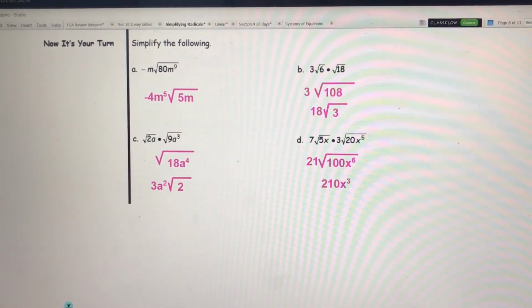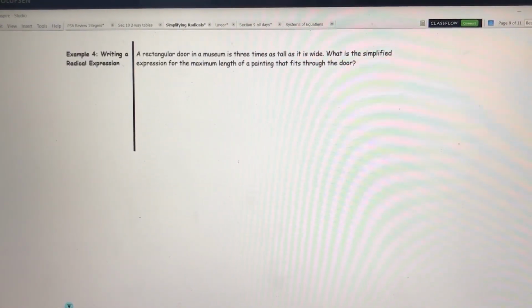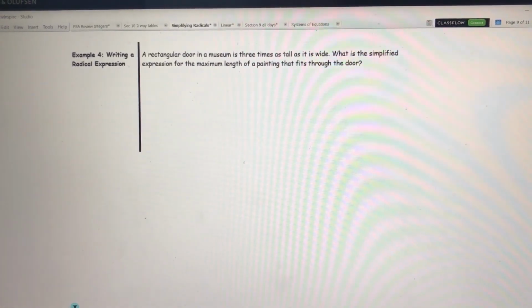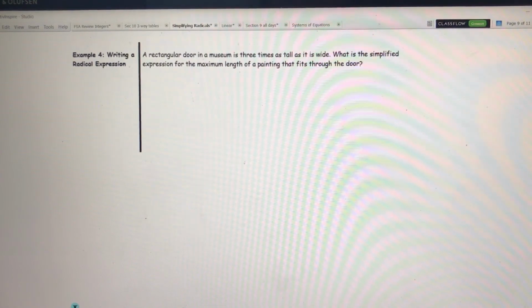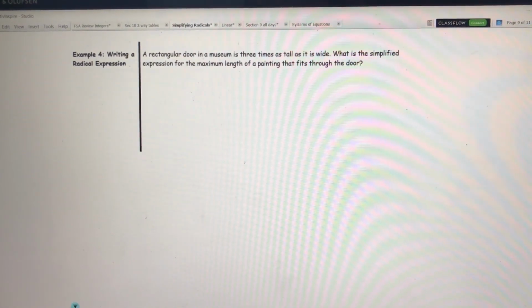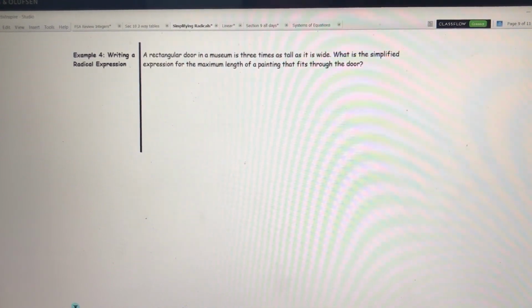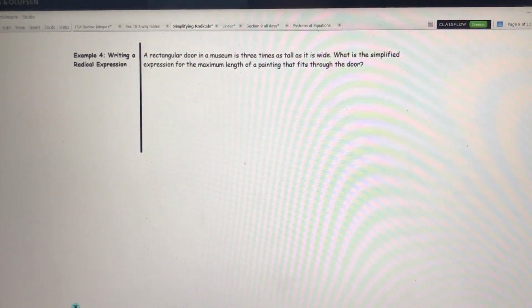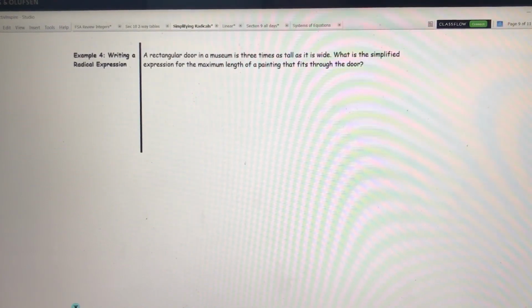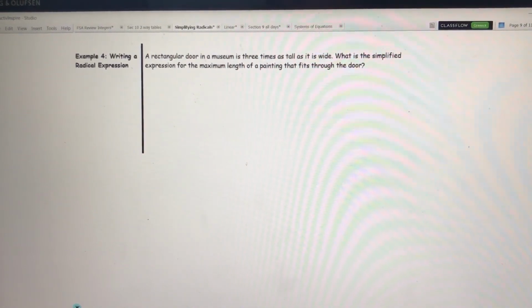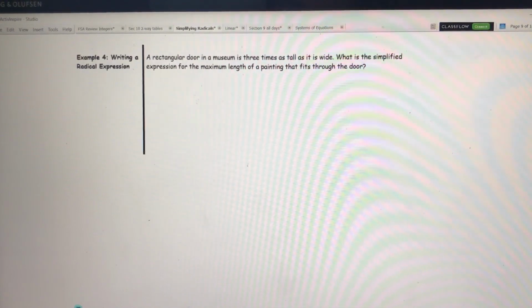We have one more question to attempt, and this is putting it into a word problem, a real world situation. So let's read our problem. A rectangular door in a museum is 3 times as tall as it is wide. What is the simplified expression for the maximum length of a painting that fits through a door?